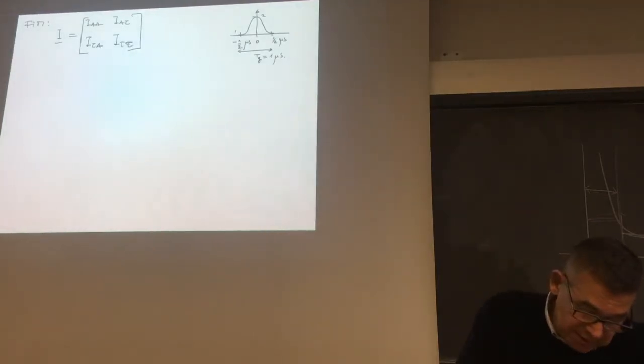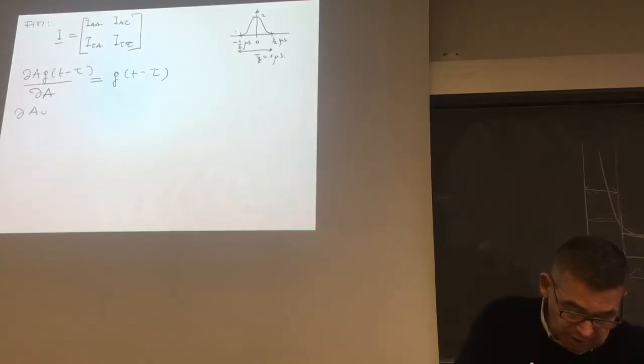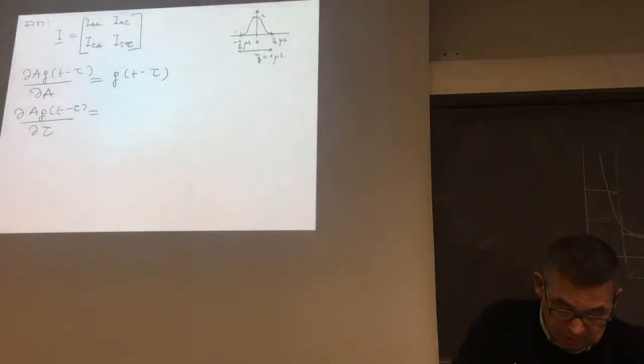So what do I need to compute? I need to compute the derivative of a g of t minus tau with respect to amplitude, and this is equal to g of t minus tau. Then I need to compute the derivative of a g of t minus tau with respect to the delay, and this is equal to minus a g prime of t minus tau.